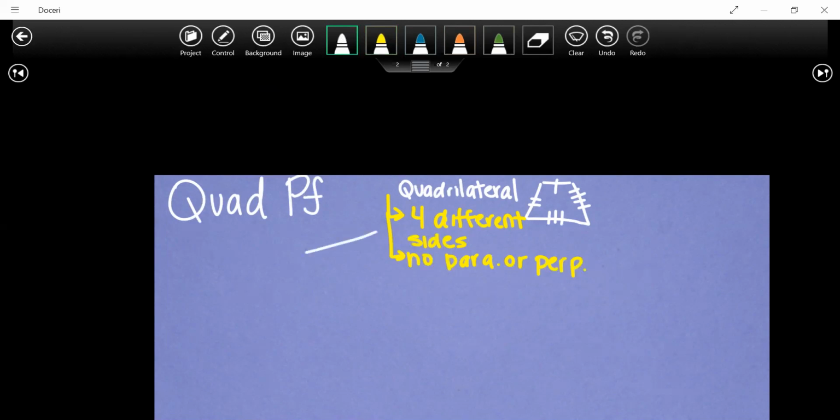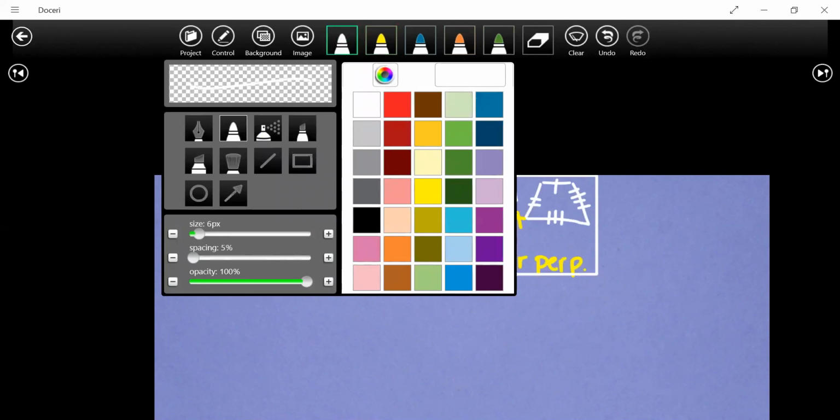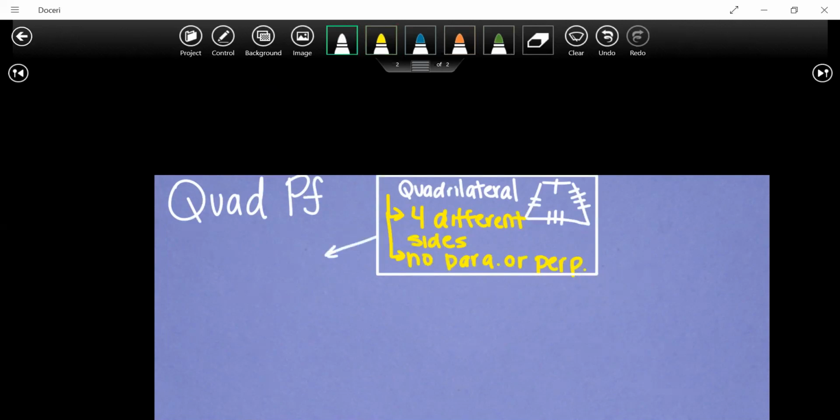Stemming from a quadrilateral, we have several different things that we can look up, and we have to be able to define them. So let me box this up. Our first different type, and we really haven't done a proof like this, but we can still do it, is a kite. We have a kite. Our kite has the following properties.